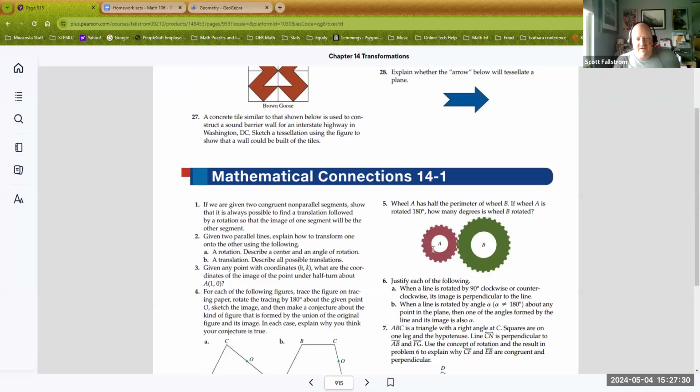Okay. Question 5, wheel A has half the perimeter of wheel B. If wheel A is rotated 180 degrees, how many degrees is wheel B rotated? So A is going to go around 180 degrees. As you put this in your head, ask, hey, what am I doing here? Take wheel A and think about a starting point wherever, and you're going to rotate wheel A 180 degrees. How many degrees is wheel B rotated?